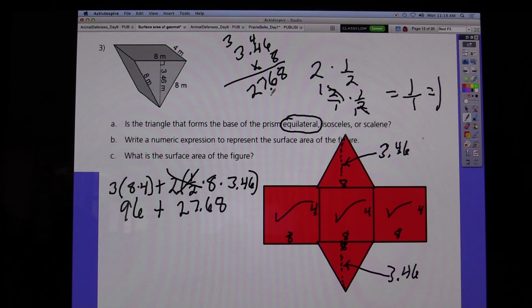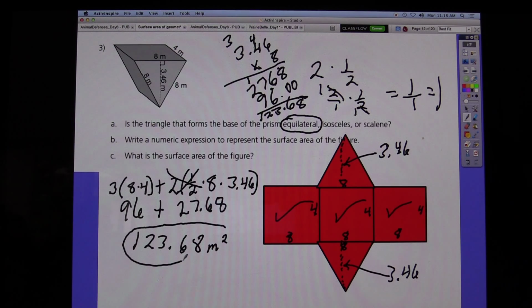So I can go ahead now and I'll put 96 here. So it's 123 and 68, and this is area, so it's meters squared. So this would be the surface area for the figure.